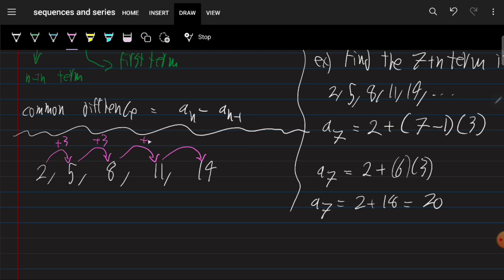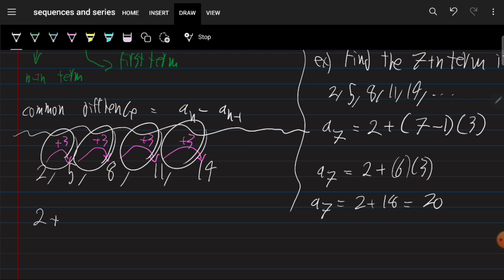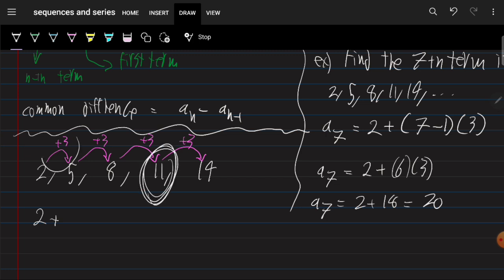So what we can do is start with 2 and add to 2 as many common differences as we want to get to the next term. So if I want the second term, I only have to add a single common difference. If I want the 4th term, I have to add the common difference 3 times to get to that point.